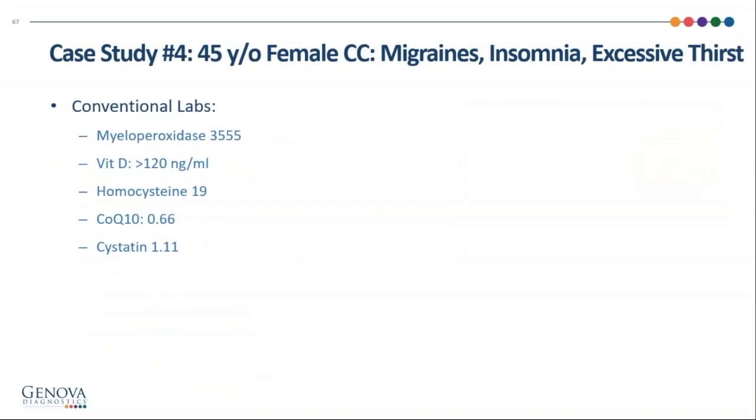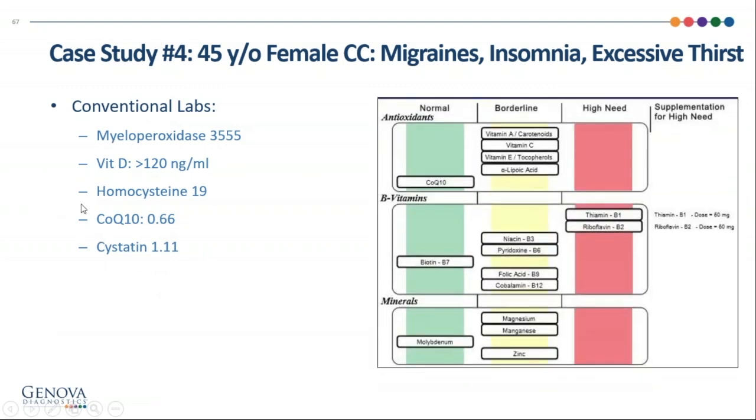The last case is an interesting case of a patient with severe migraines, insomnia, and excessive thirst. Her myeloperoxidase in her conventional labs was incredibly high. It was so high I retested it with a different lab company, and at that time it was also high as well. She also had a very high homocysteine and some damage to the kidney. This level should be about 0.6 to 0.8. And her CoQ10 was real low. So of course we're going to probably replete her CoQ10. But we did do a NutrEval.